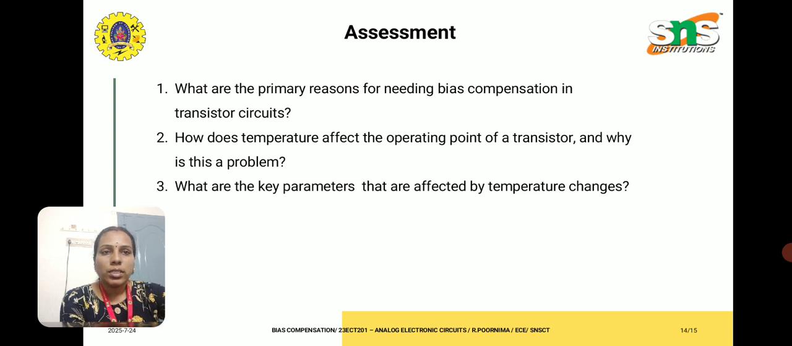So let's take the assessment. What are the primary reasons for needing bias compensation in transistor circuit? Bias compensation is used for achieving the stability of transistor circuit, and key parameters are VBE, ICO and beta.